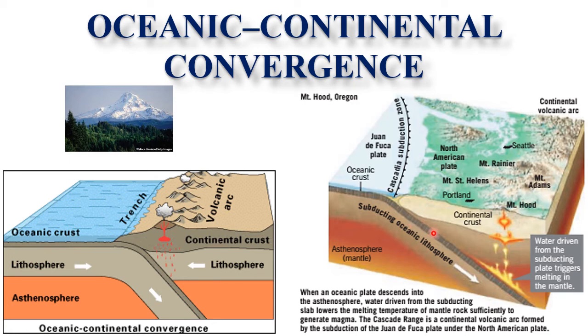So this is the Cascade Range of volcanism. This is formed by the subduction of the Juan de Fuca plate. So this is the Juan de Fuca plate under the North American plate. We can see that the Juan de Fuca plate is subducting under the North American plate, and a number of volcanoes are being formed on the overriding North American plate.